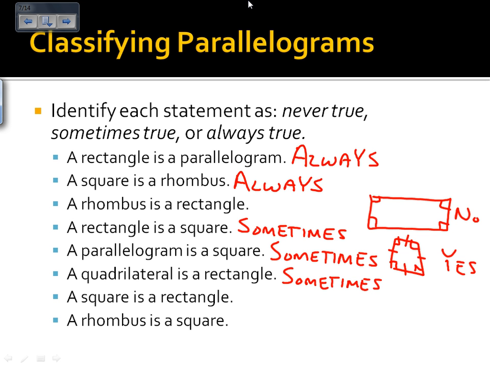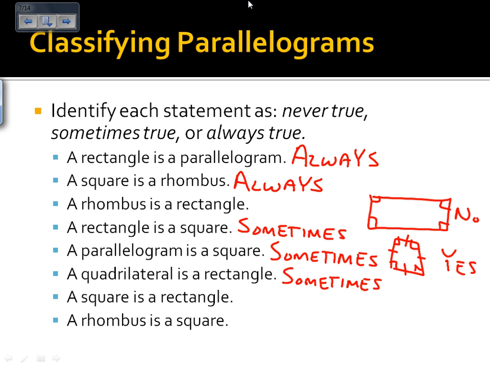A square is a rectangle. Take a look at your picture. Okay, so let's take a look. Find your squares. Find your squares. Always. Okay, time out.